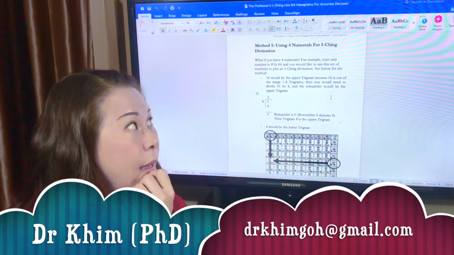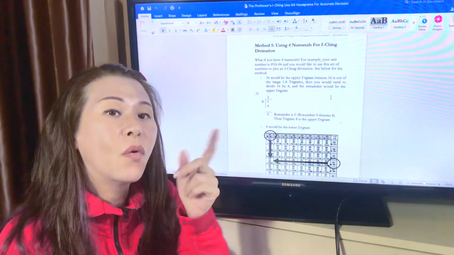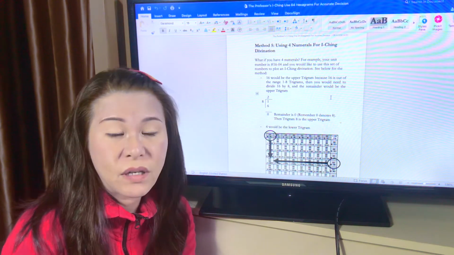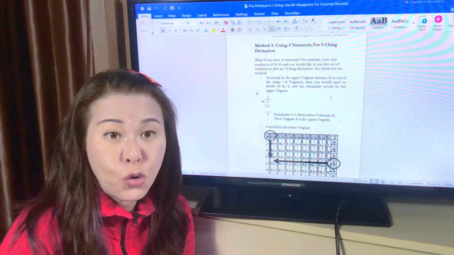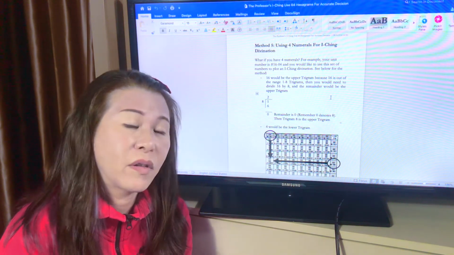Okay, today I want to talk about how to use four numbers. For example, you live in 1604. So maybe you want to know how is this house? Is this house good for you or not? Or maybe you have other questions, not this question.